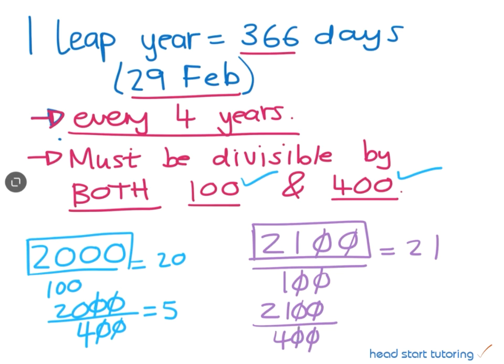So we can cross cancel those two zeros, divide both the numerator and the denominator by 100, and we end up with 21 over 4. And 21 over 4 will actually end up as a mixed number. So we'll have 5, because 4 fits into 21 5 times, with 1 over 4. So as you can see, the number 2100 is divisible by 100, but it is not divisible by 400. So that's where we have our problem. So the year 2100 will therefore not be a leap year.